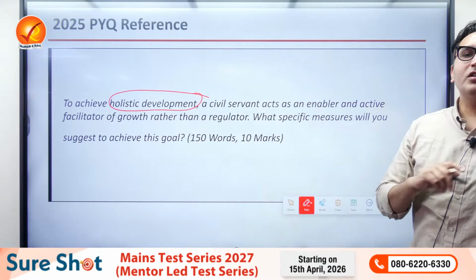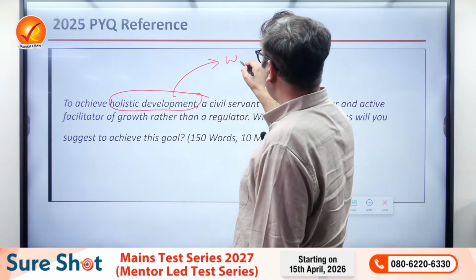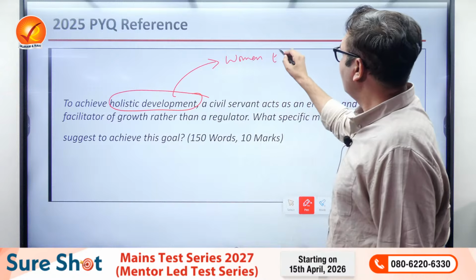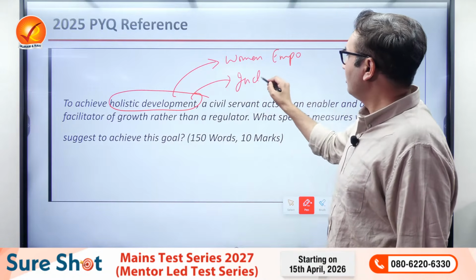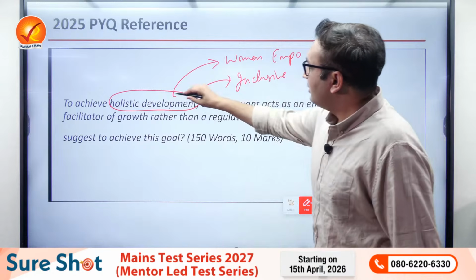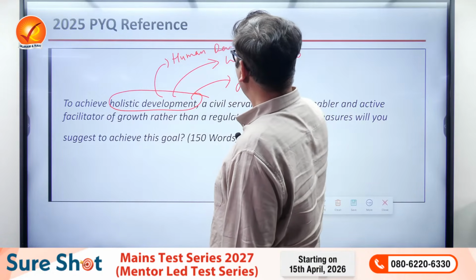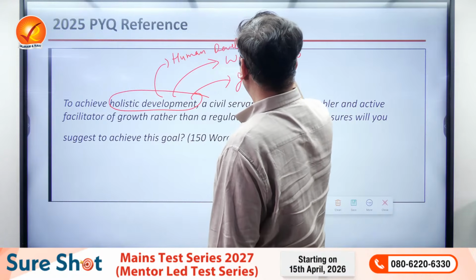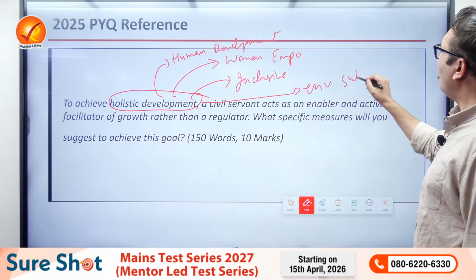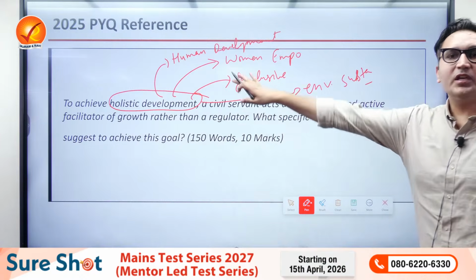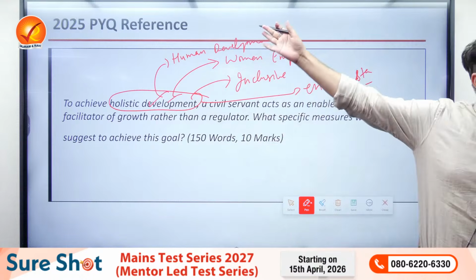What dimensions does holistic development open up? Does it open up women empowerment? Does it open up inclusive growth? Does it open up human development? Does it open up environmental sustainability? I could go on and on. From here only, if you know how to break down this keyword, you can generate 15 points.